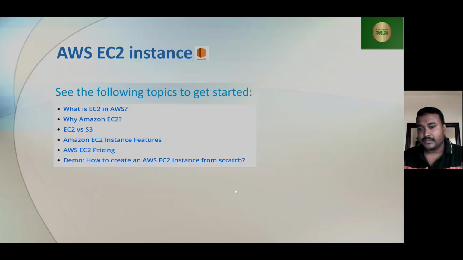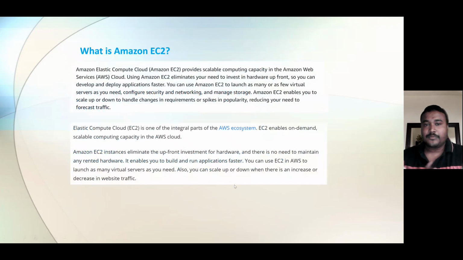One by one. First of all, we need to understand what an EC2 instance is. An EC2 instance is basically a virtual machine. Its full form is Elastic Compute Cloud. It's not physical hardware like when we purchase a laptop. It's a virtual machine that belongs to the cloud.